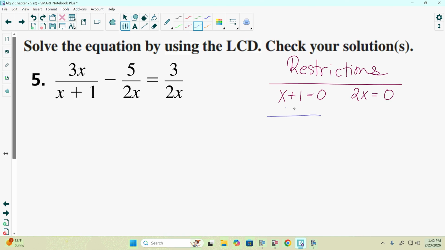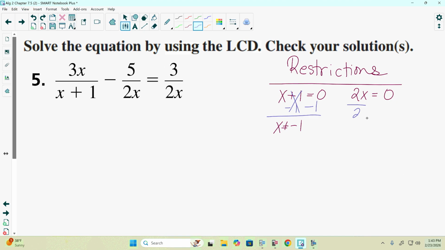Now, for our x plus 1, first thing we're going to need to do is subtract 1 from both sides, because our 1 minus 1 would be 0. Leaving x by itself is equal to 0 minus 1, which is negative 1. So it tells us if x is equal to negative 1, we'd have a division by 0. It does not work.